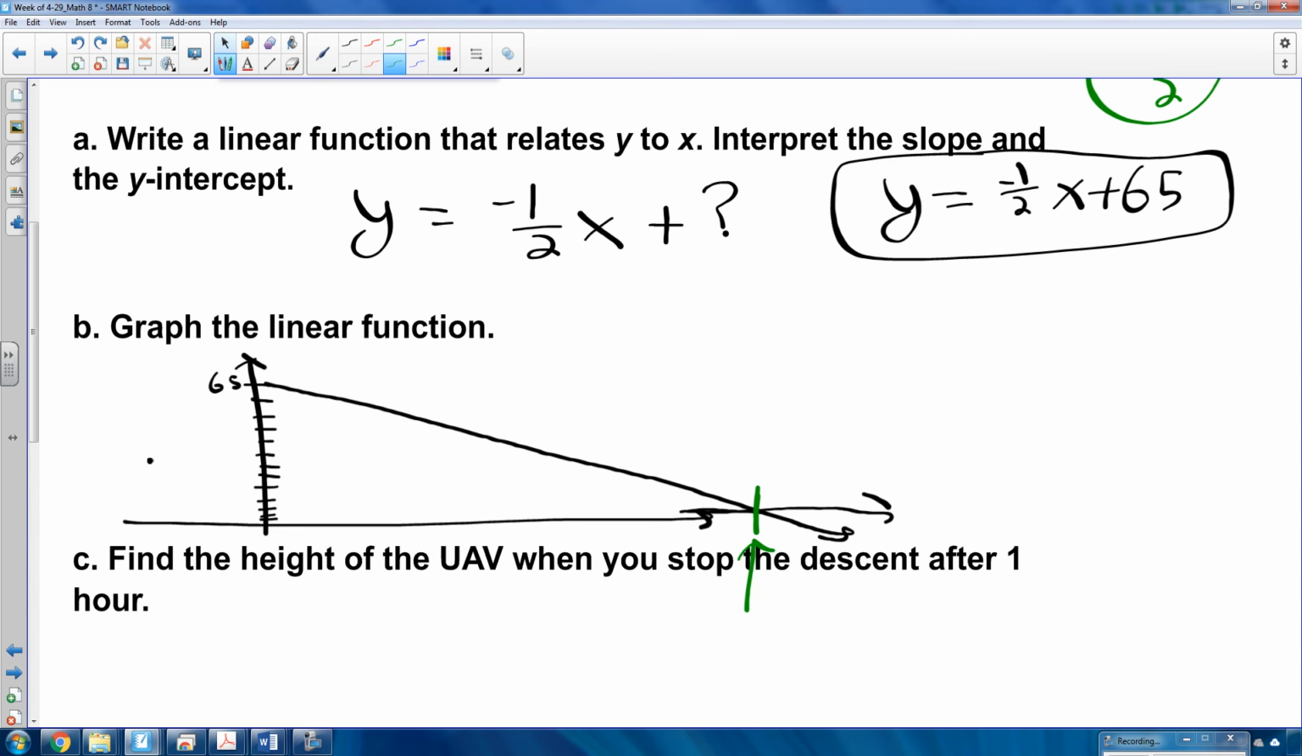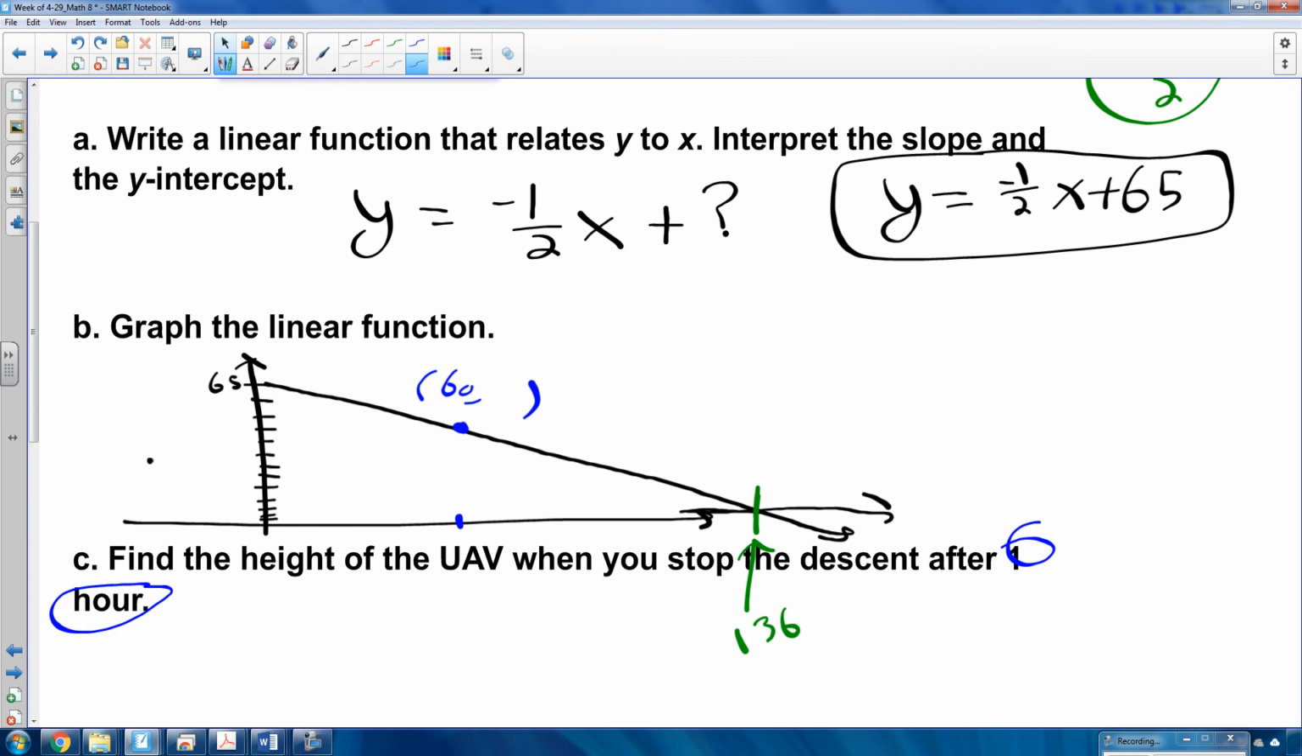That'd be 130. But they want to find out how high up the UAV, the drone, is after 1 hour. If we're looking at 1 hour, we're at 60 minutes. So 60 minutes is somewhere around here. They want to know, if it's 60 minutes, what is the height of the drone? How can we get the height of the drone after 60 minutes? What's our smartest approach? Is the 60 an X or a Y value?